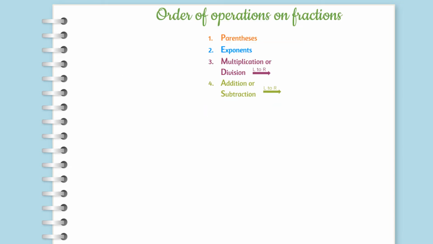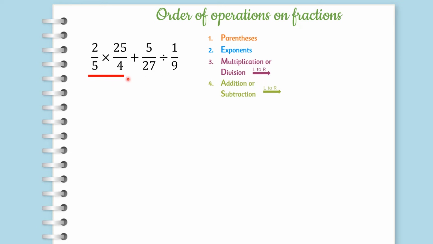So moving on to the most important idea in this video, order of operations on fractions. We have the following expression. Our operations are multiplication, division, addition, and division. So, parentheses, we do not have. Exponents, we do not have. Multiplication or division from left to right. The multiplication is on the left.